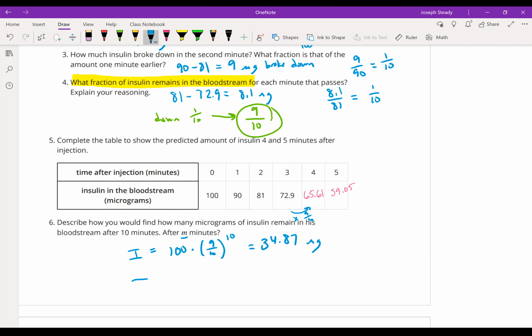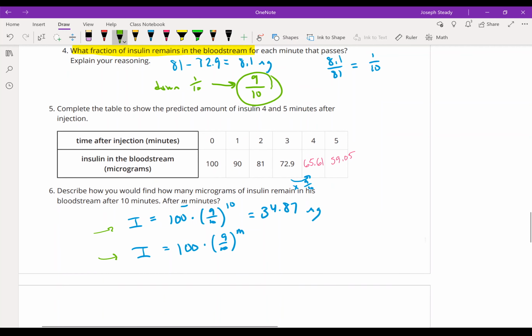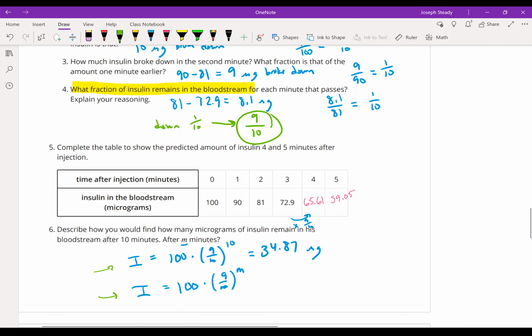We do the same thing for m minutes. If I want to go for m minutes, so in other words, I don't know how long it's been, so 100 times 9/10 with an exponent of m. So there are my two different equations that would find how much insulin is left after 10 minutes and how much insulin is left after m minutes.